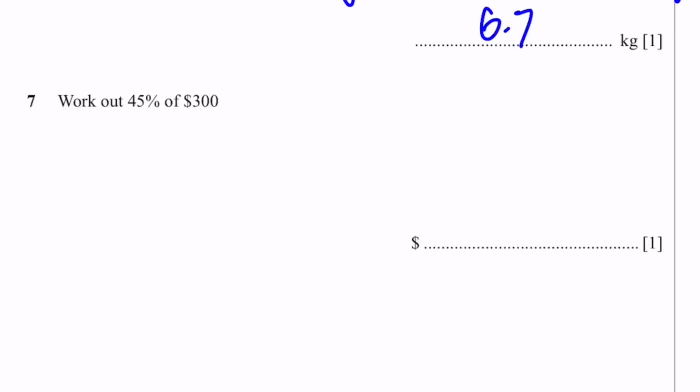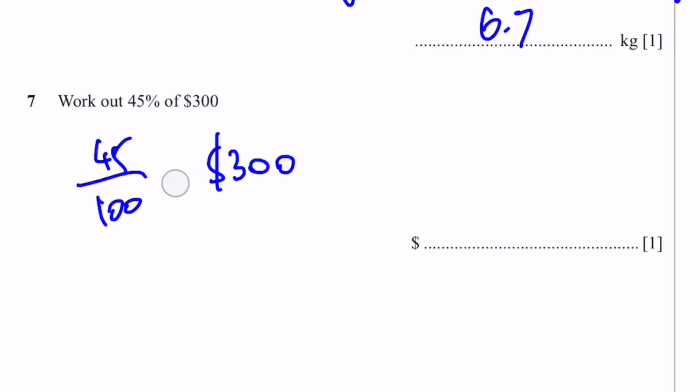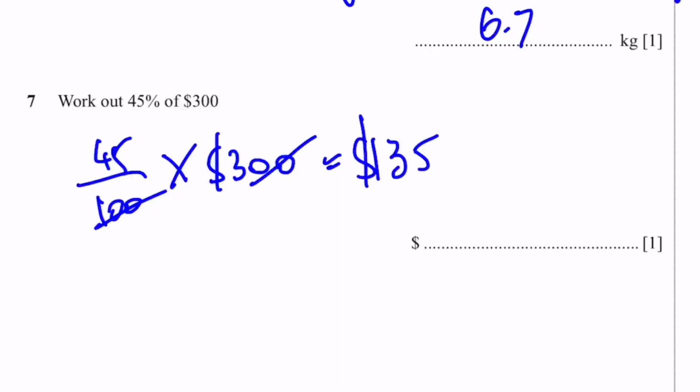Question 7. Work out 45% of $300. So 45% of $300, we can write that as 45 by 100 of it. And the "of" can be written as multiplied by. 45 by 100 multiplied by 300. Cancel out the zeros. And that's equal to 3 into 45, which is equal to $135. That is the answer.